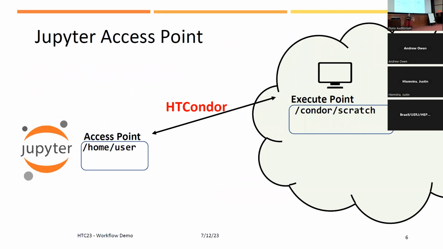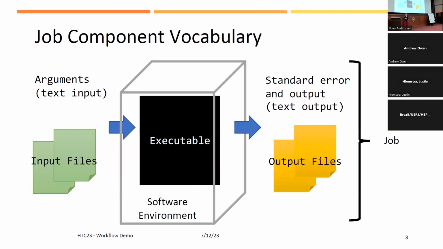So just some context for the interface I'm using. Jupyter is running as a window into an access point, and we're going to be using it to submit jobs to a queue, to a schedd, that are going to be running on a little execution point also associated with the AP.